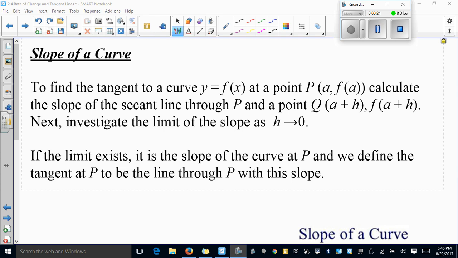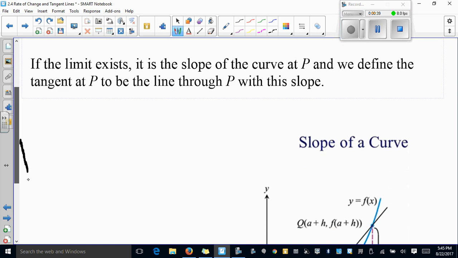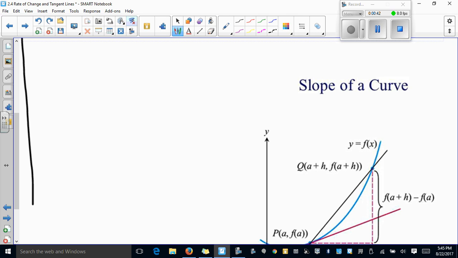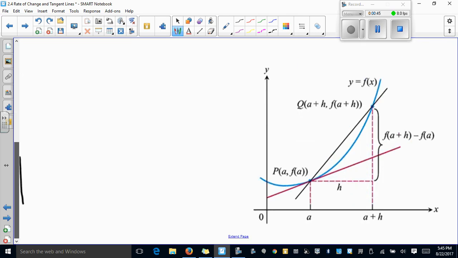If the limit exists, it is the slope of the curve at P, and we define the tangent at P to be the line through P with this slope. Okay, maybe a picture will help you guys out. If we have a curve and our secant line, what we're trying to do is get it tangent here, so we would bring these values closer and closer and closer together until it got down here. That's where they're using the a plus h, but we put our values much, much closer together.